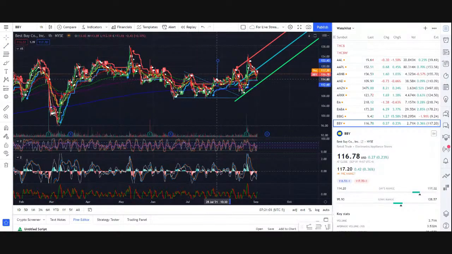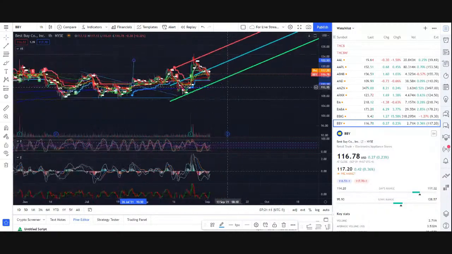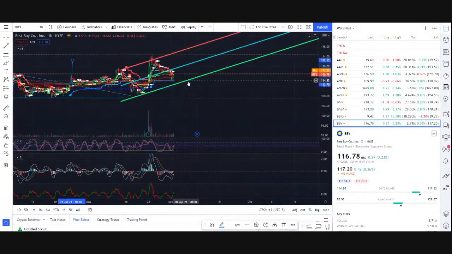We had a breakout right here, and look at that. It got a little bit above it, but it pulled right back. But that was our first price target, and it hit. All right, I'm going to talk to you guys about ARK real quick.